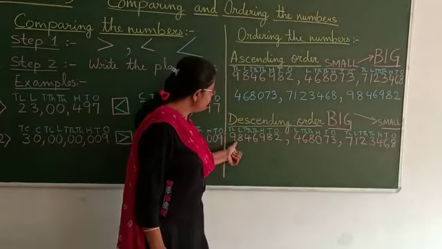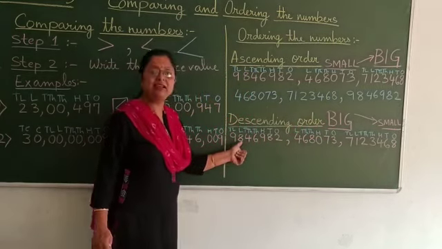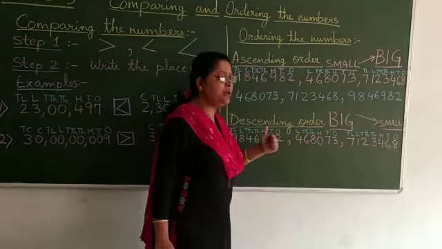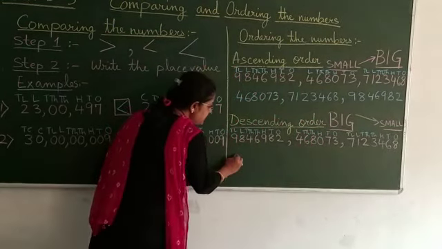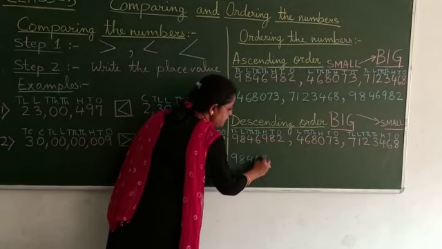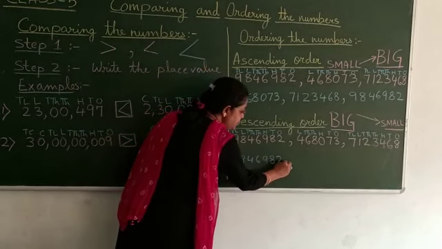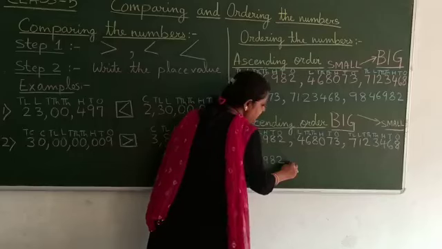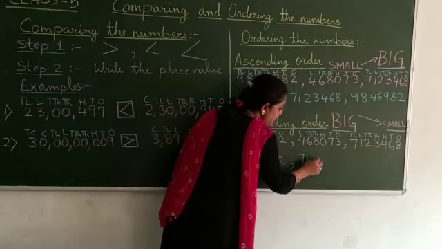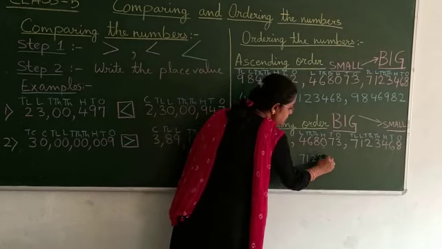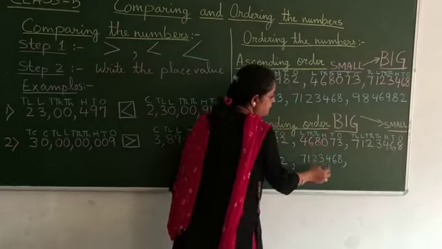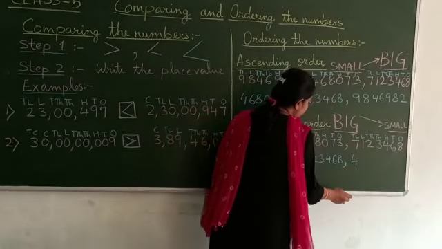So automatically we get an answer that 98 lakh is much greater than 71 lakh or 4 lakh. And we write it here accordingly: 98 lakh 46,982 first. Then the next one, lesser than it but greater than the next one, 71 lakh 23,468, and finally the smallest one, that is 4 lakh 68,073.